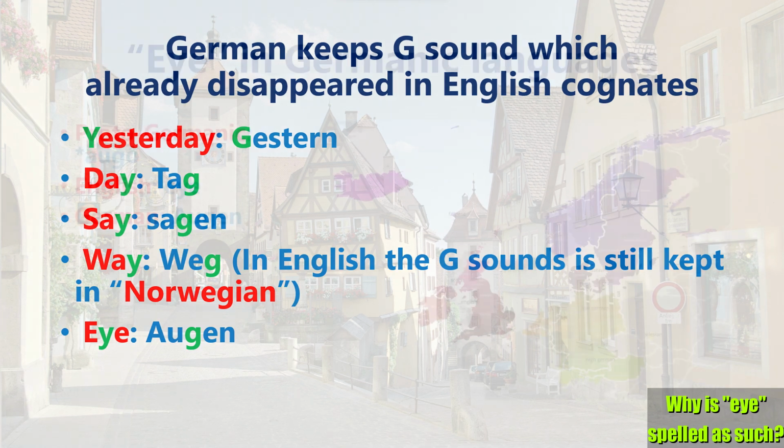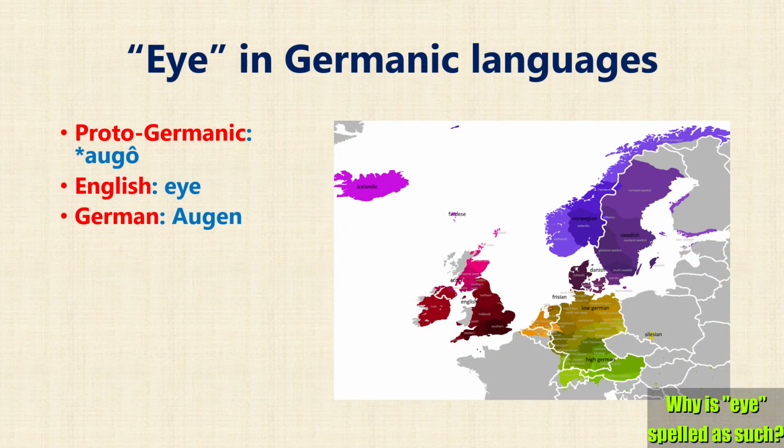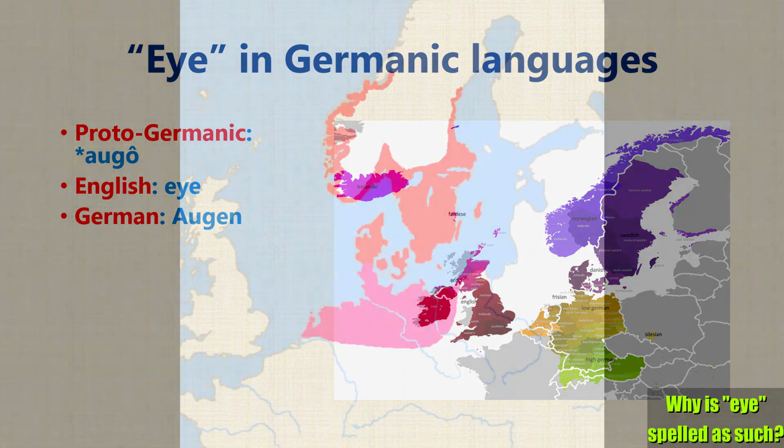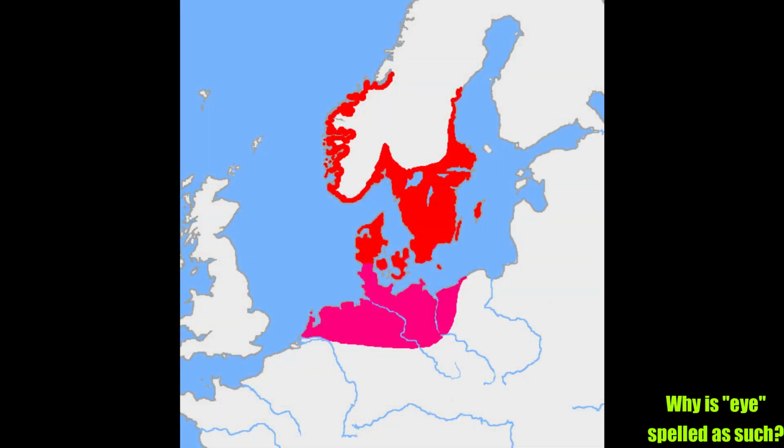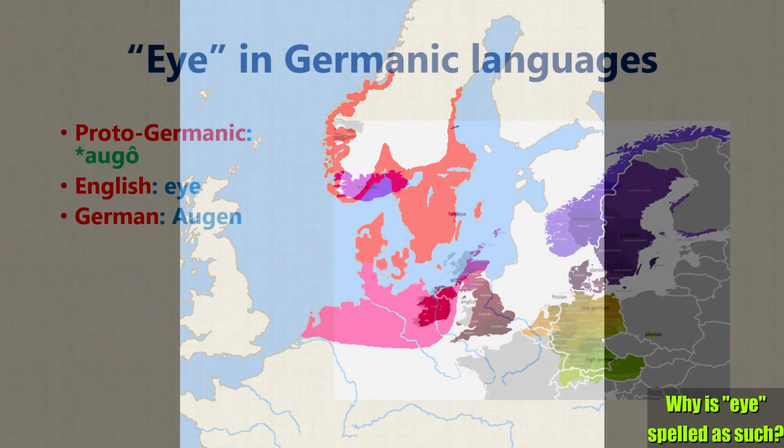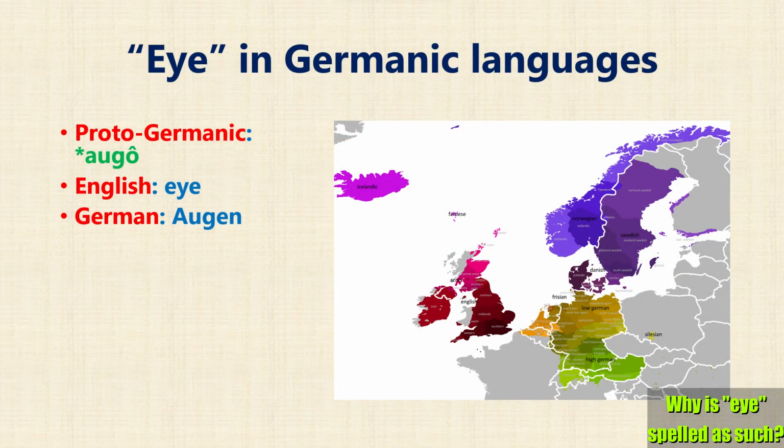English and German, as well as Dutch, Swedish, Danish, Norwegian, and Icelandic, are all daughter languages of Proto-Germanic, which is believed to have been spoken around 500 BC. Note that when a word is preceded by an asterisk, it means that this isn't a documented form of the word, but was reconstructed by linguists.